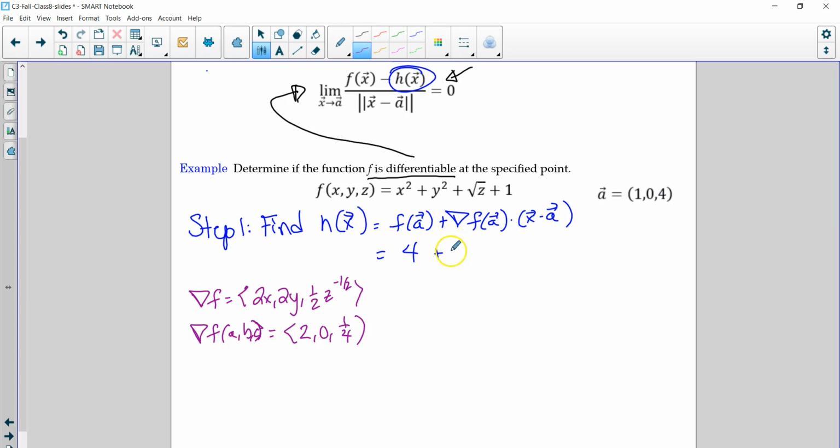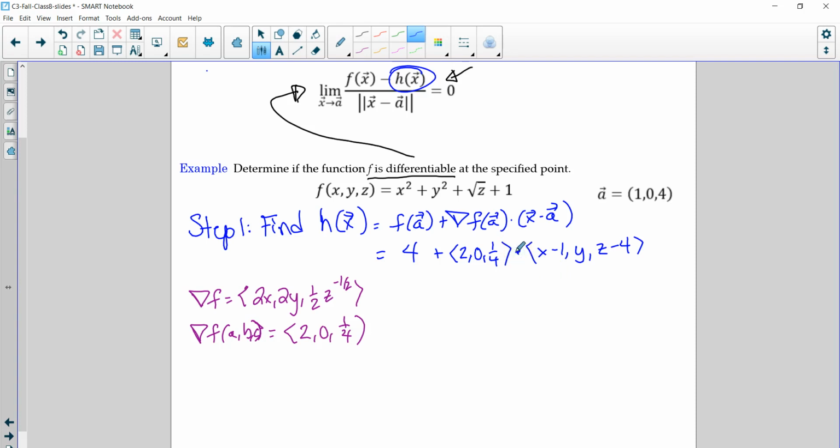Then I can write this in as 2, 0, 1/4 dotted with x minus 1, I'm doing the subtraction of these two vectors right away, and then y, and then z minus 4. Just for my own purposes, if you're ever asked to find h of x in these scenarios, I really like it in this form. It's easy for me to grade, so try to leave it in this form without doing the dot product.